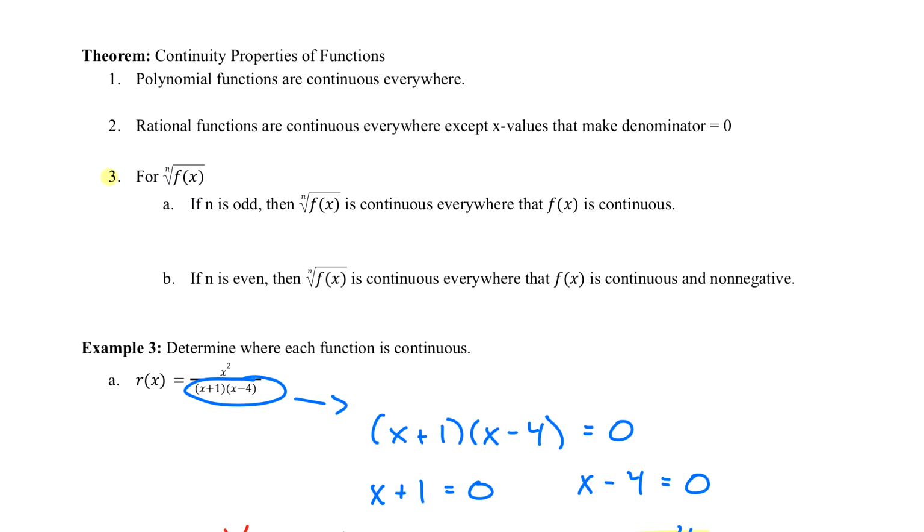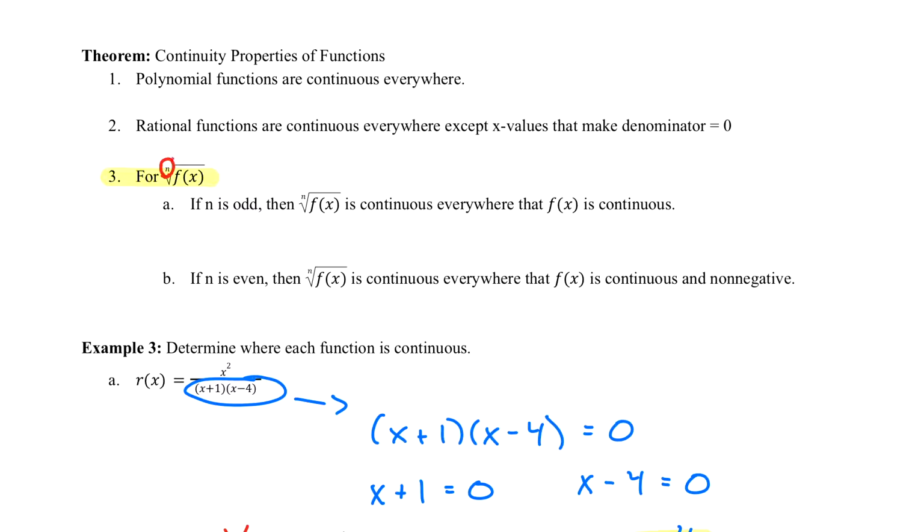We're going to continue with our continuity properties of functions, and we're going to focus in this video just on root functions. So we're going to be looking at number 3 here. It says for the nth root of f of x. That's how we would read that. We need to pay attention to this number right here. This is called the index of our root. We're really interested in if that number is even or if that number is odd, because that's going to tell us kind of how we need to proceed with the problem.